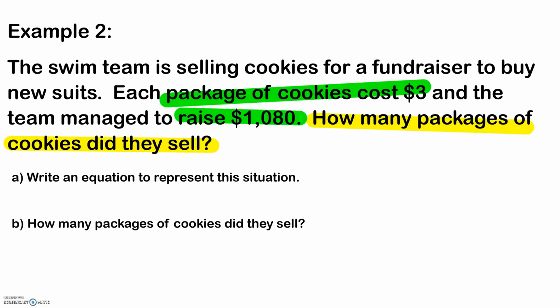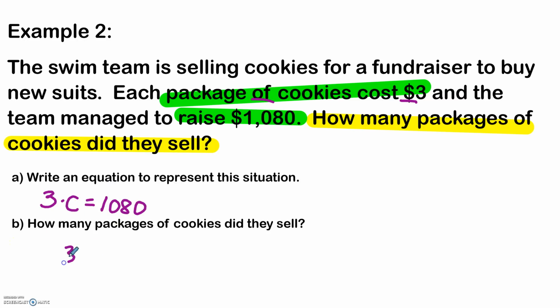So if we're thinking about an equation, the important information we know is it's $3 per package of cookies. So I can say it's $3 per cookie. And that is how much money that they raised, which in this case was that $1,080. And that's going to be our equation to represent this situation in example 2. Try your best to answer part B. How many packages of cookies did they sell?